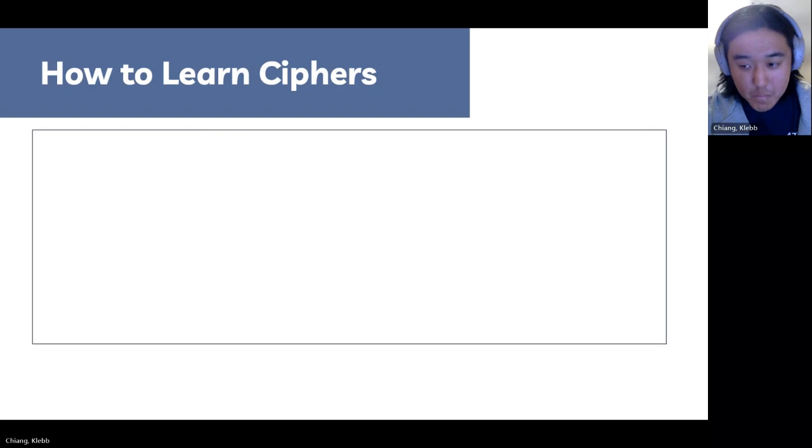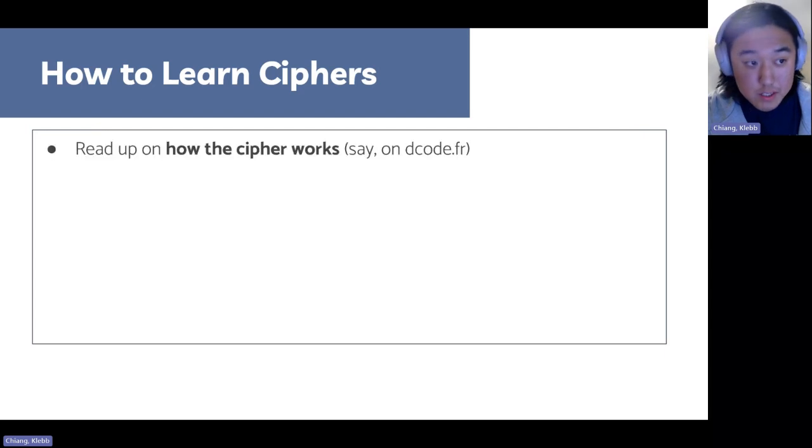Okay. I think this is the last thing. How do you actually learn new ciphers? Right? Maybe you're changing roles. Maybe it's the new year and you're learning new ciphers for the new year. Here's how I do it. Okay. First of all, read up on how it works. For example, on Decode. I'll have the link to this later.